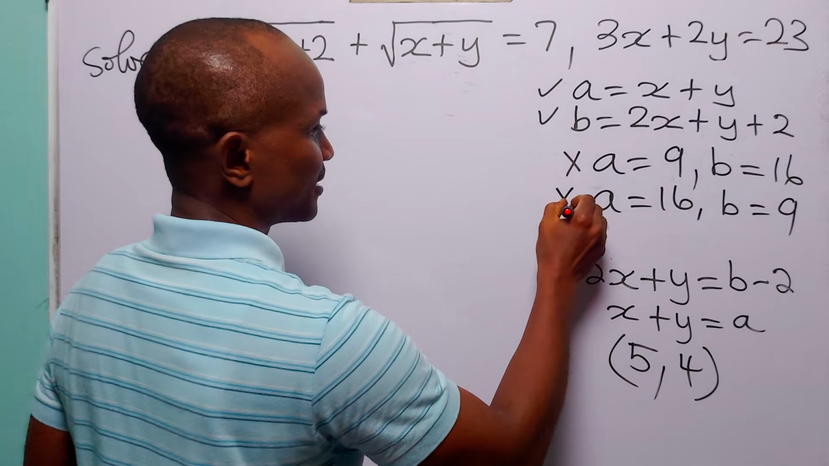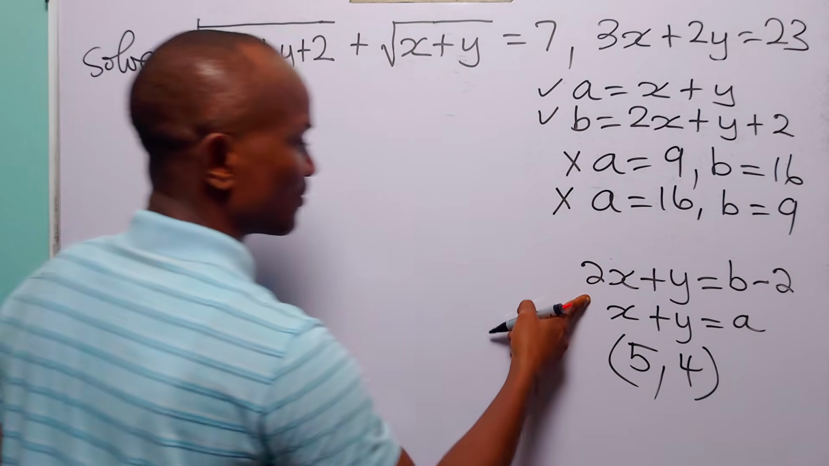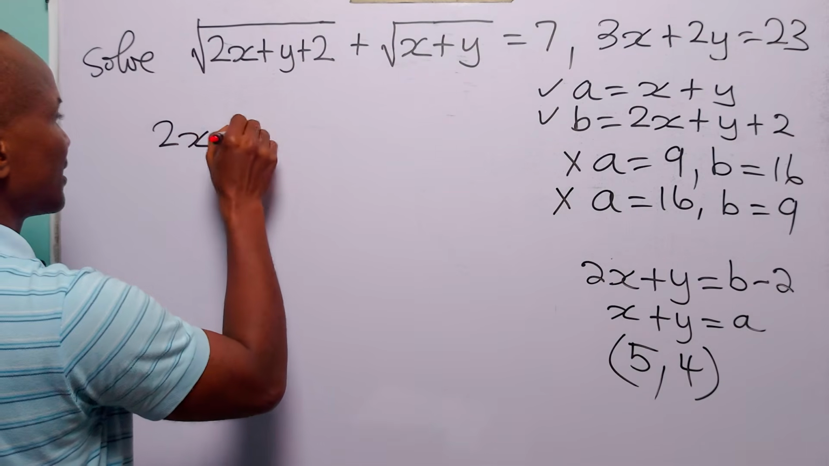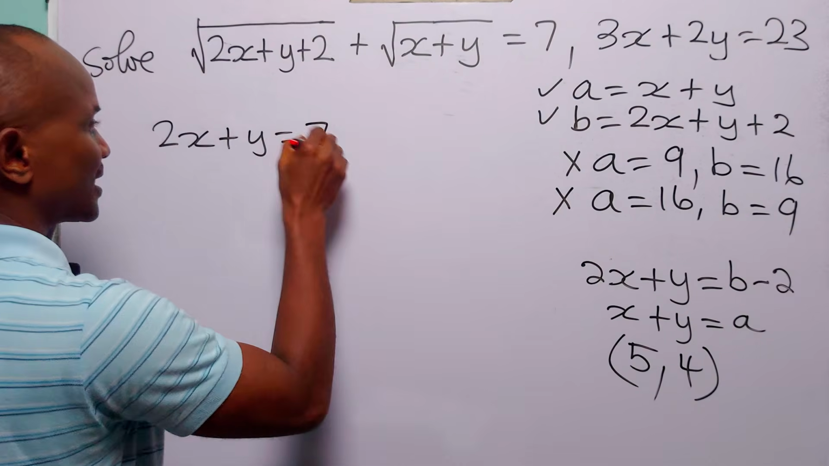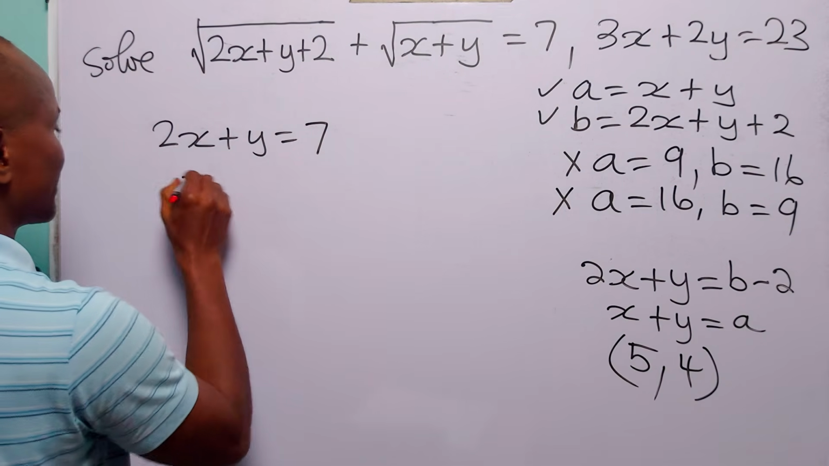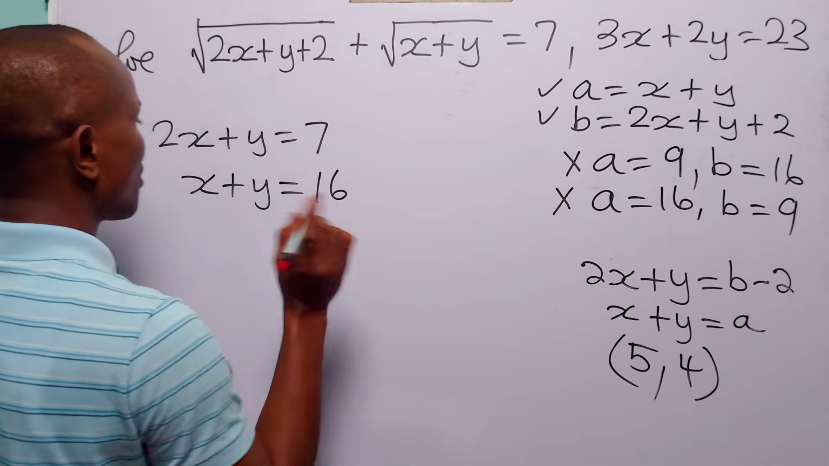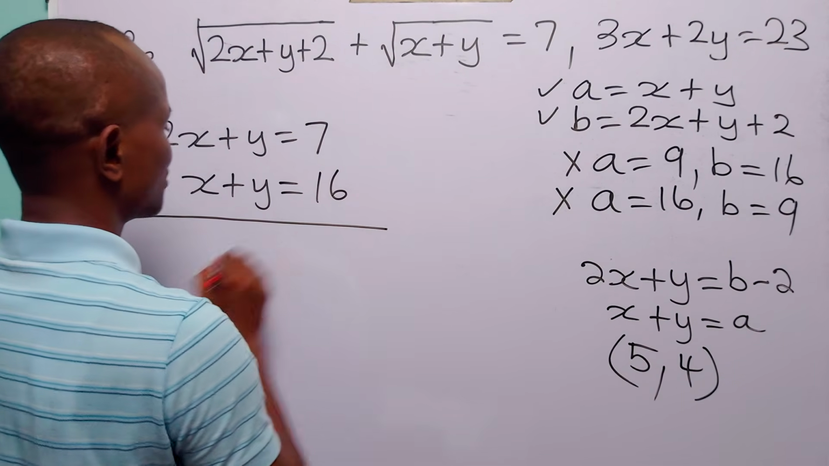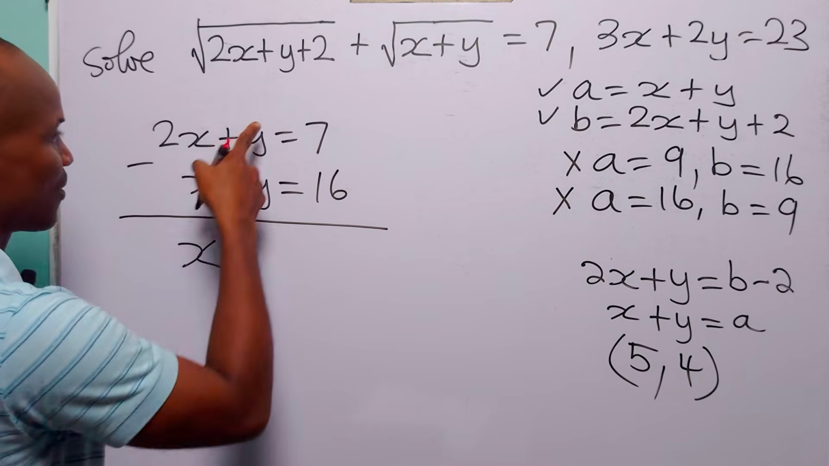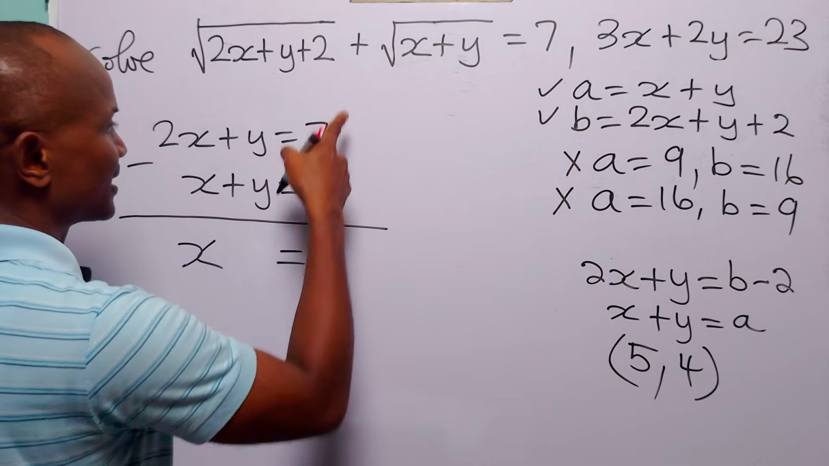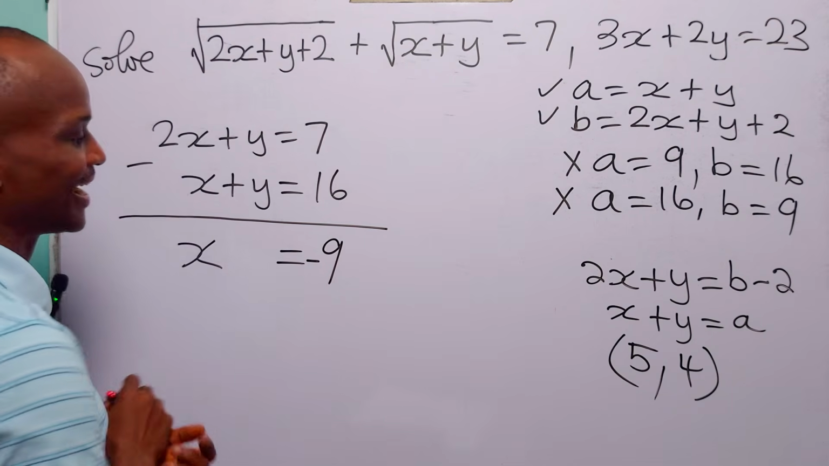And in the second case, when a is equal to 16 and b is equal to 9, from these equations we have 2x plus y is equal to 9 minus 2, that is 7, and x plus y is equal to 16. Once more, we subtract the second equation from the first equation. 2x minus x is equal to x. y minus y is equal to 0. And 7 minus 16 is equal to minus 9.